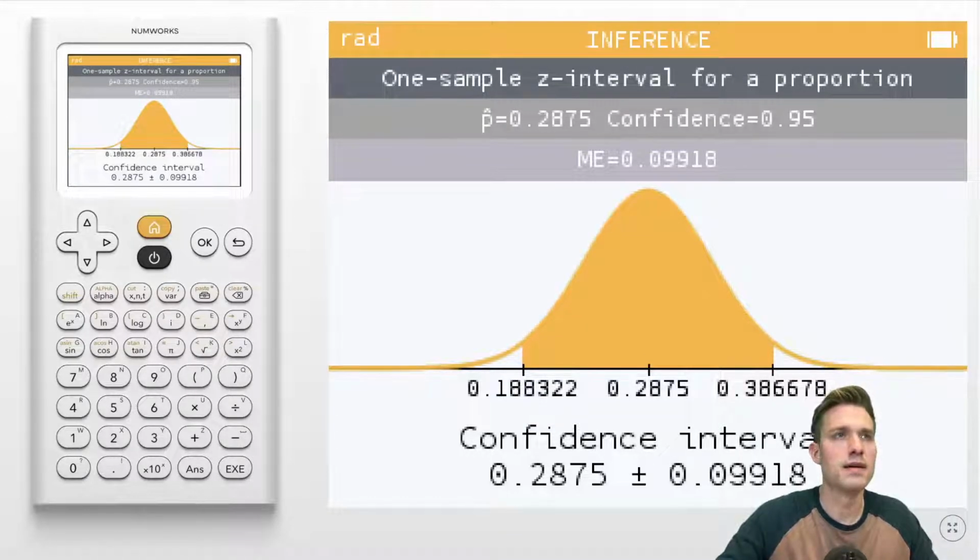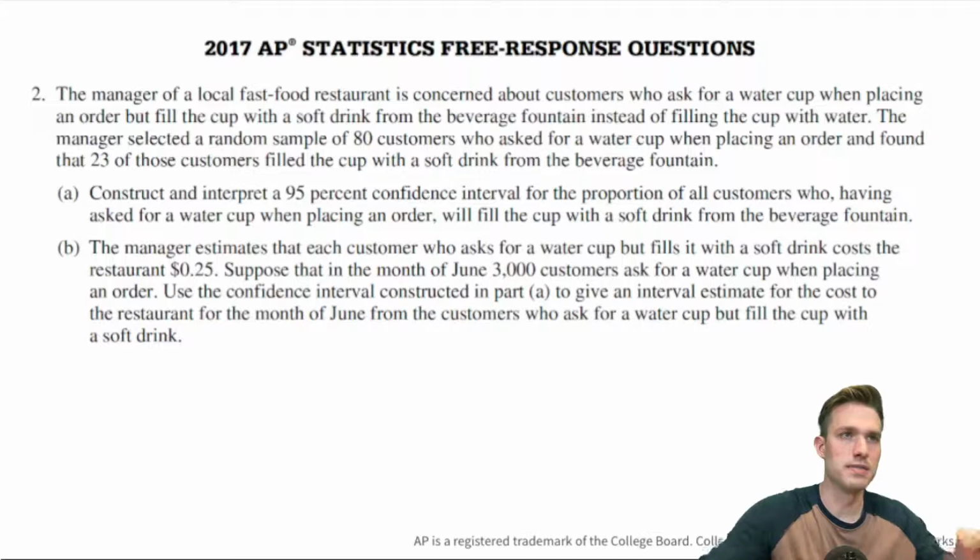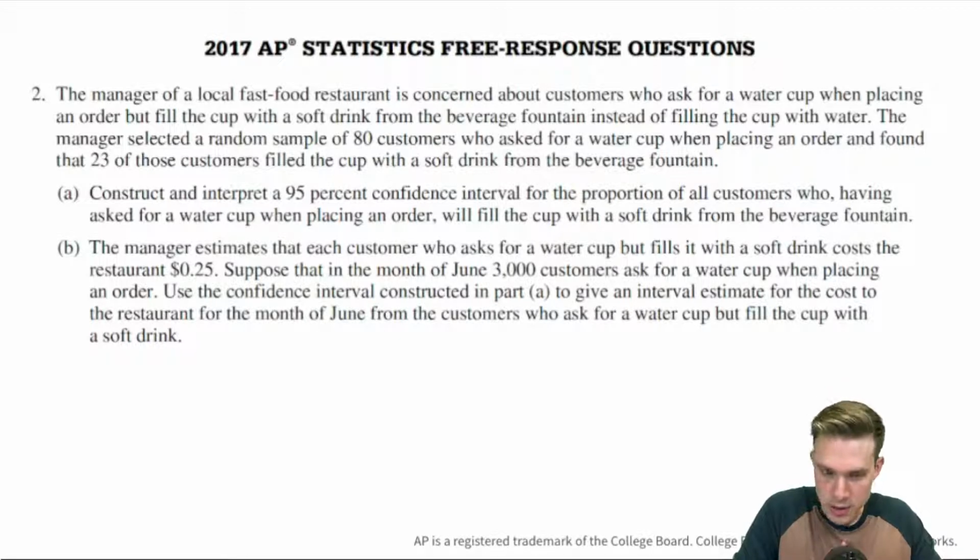Let's take a look real quick, though, at part B of this problem. Part B says that the manager estimates that, because we would still need to interpret this confidence interval, but we'll get to that in just a moment, the manager estimates that each customer who asks for a water cup but fills it with a soft drink costs the restaurant 25 cents. Suppose that in the month of June, 3,000 customers ask for a water cup when placing an order. Use the confidence interval from part A to give an estimate for the cost to the restaurant for the month of June from the customers who ask for a water cup but fill it with a soft drink. So we have to do a little bit of work here.